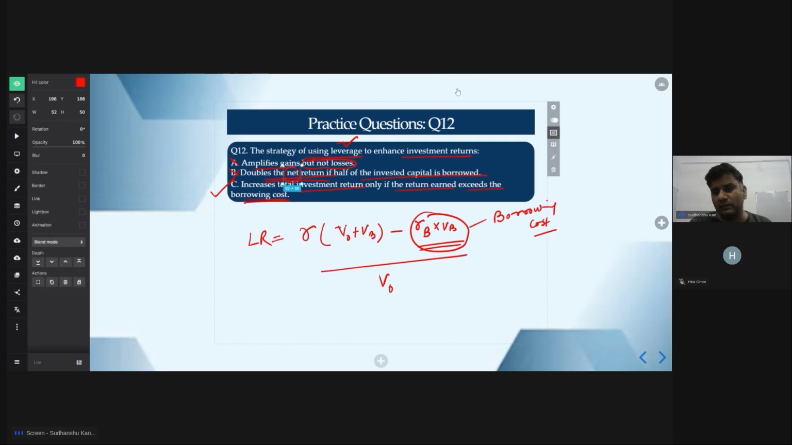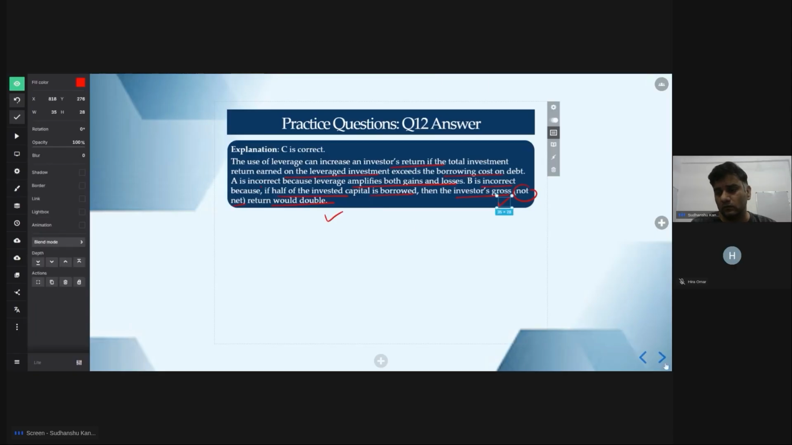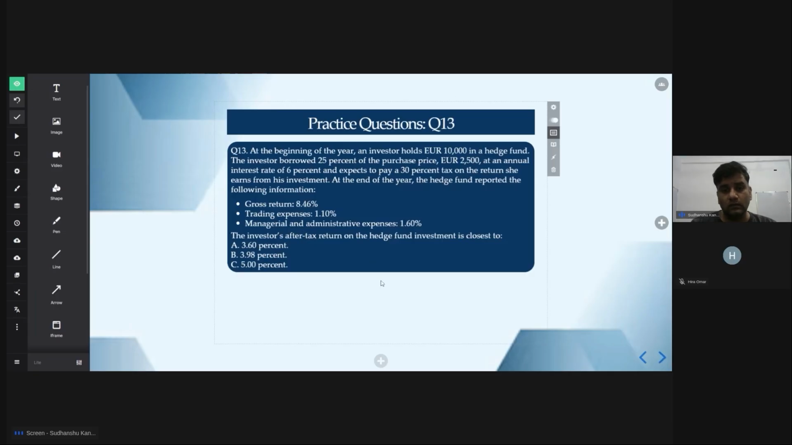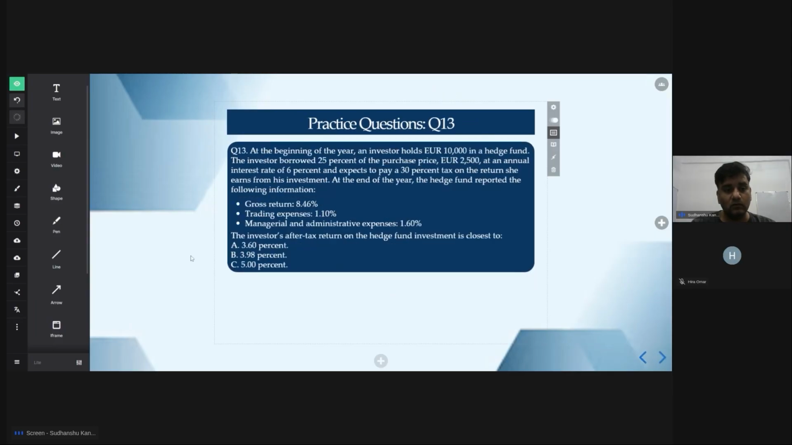So actually, option B was quite tricky. We eliminated it, but not on a very sound basis, right? So not your net, right? So gross return doubles, right? So that's what we have. I think we have the last question now. Okay. So I think this is the last question, if I'm not wrong. Yeah, this is the last question we have now.